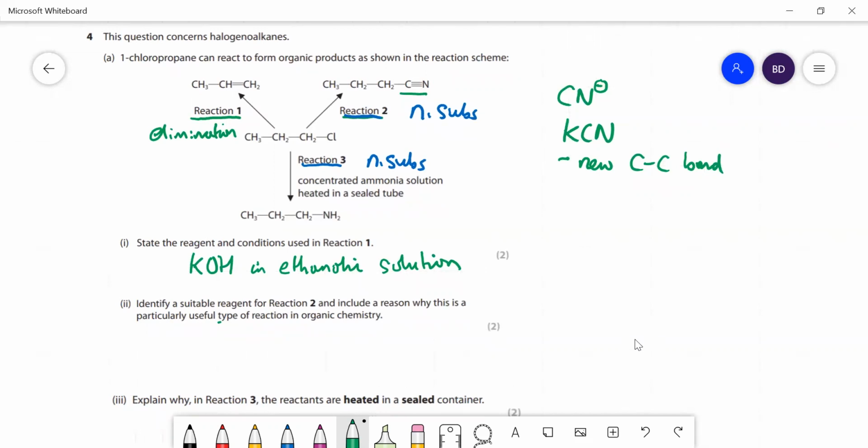Why in reaction 3 is it heated in a sealed container? Well, why is it heated? That's to increase the rate of reaction because it's too slow otherwise.